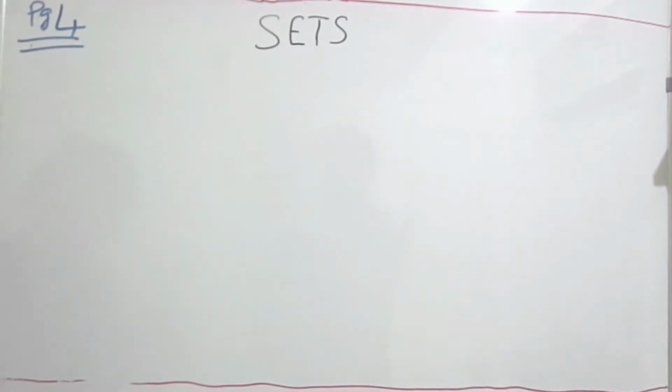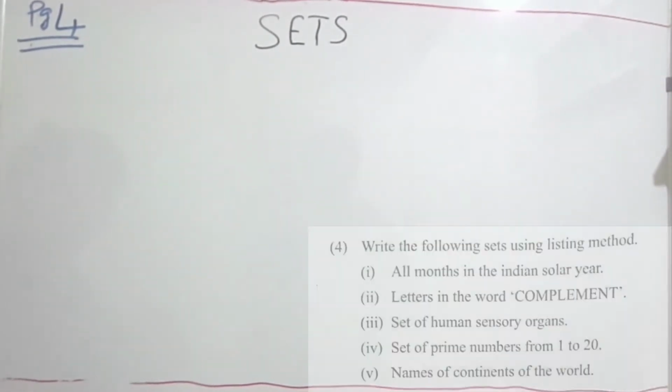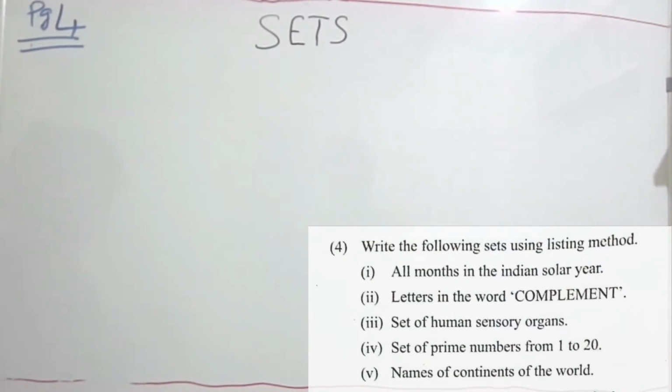Page 4, Exercise 1.1 continued. Question number 4. Write the following set using listing method. All months in the Indian solar year. Which are the months in the Indian solar year? You have already studied Chaitra, Vaishakh, Jyeshtha, Ashadh, Shravan, Bhadra, Ashwin, Kartik, Agrahayan, Paush, Magh, Falgun. Please write down all this. How many months are there? 12 months. So all these 12 months you have to write down.